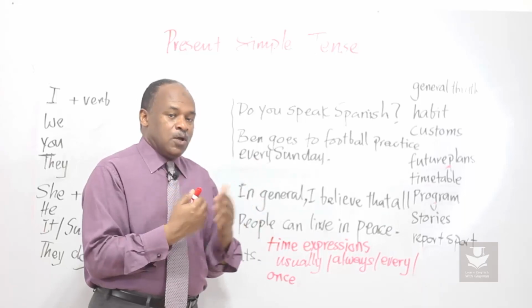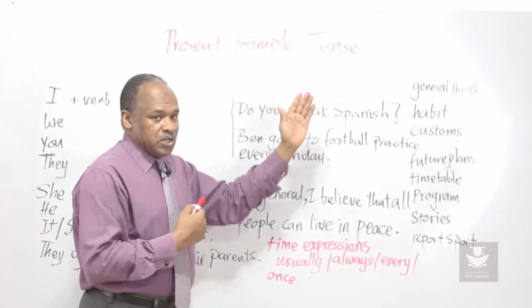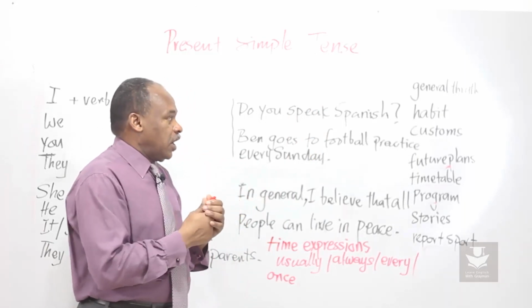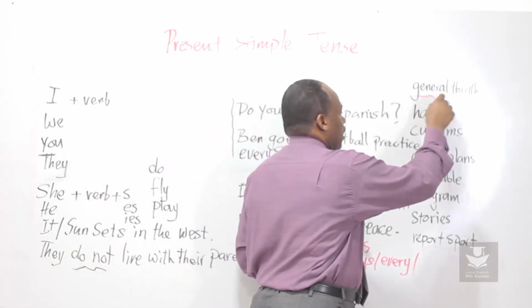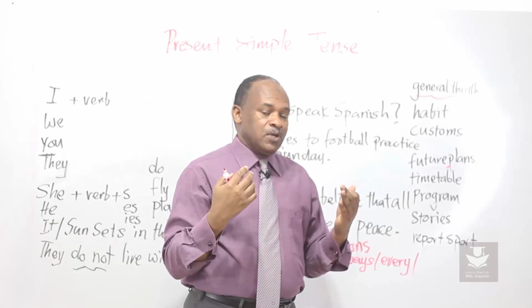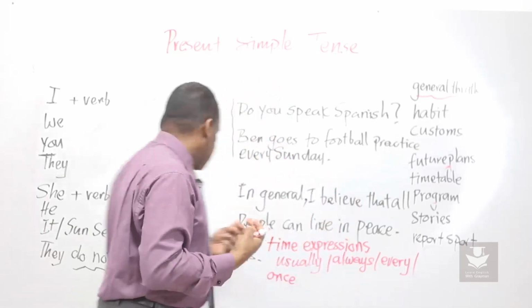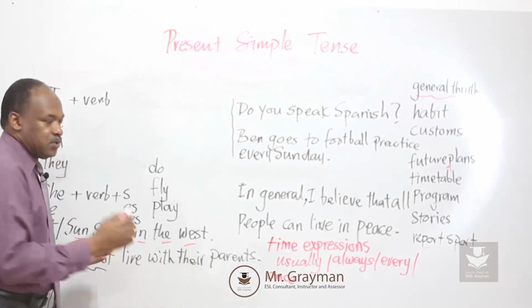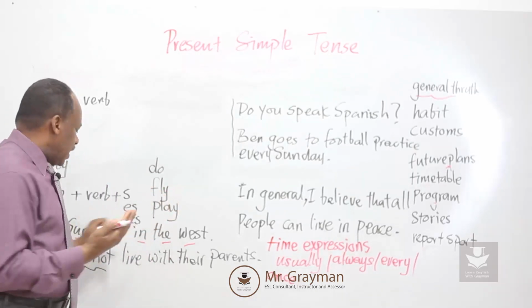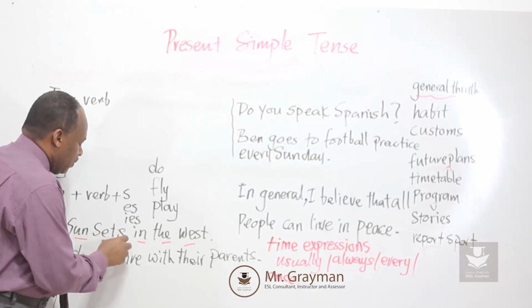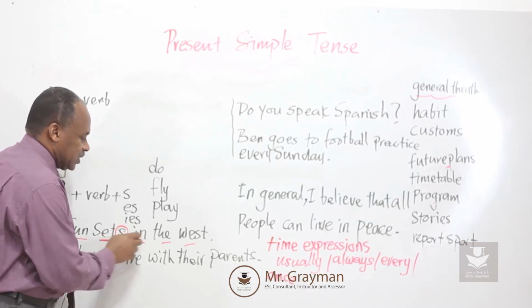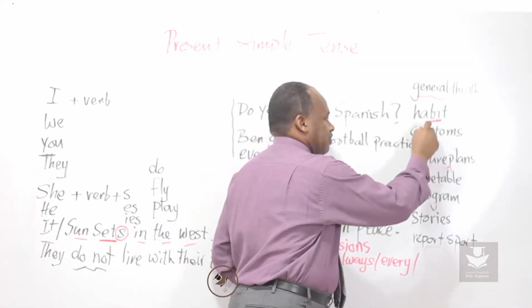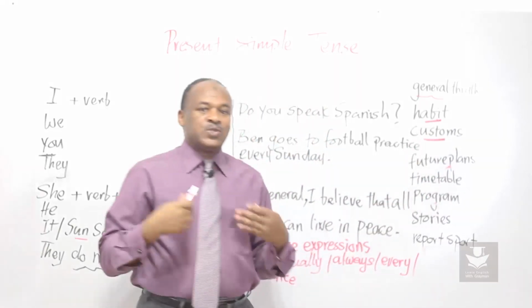Okay, the first point. When do we use the present simple tense, if we want to talk about what topic, what area? If we want to speak about general truth, like what? If we say here, the sun sets in the west. This is fact, truth. The sun sets. When we say set here, we add s with the verb. The sun sets in the west. So that's general truth.